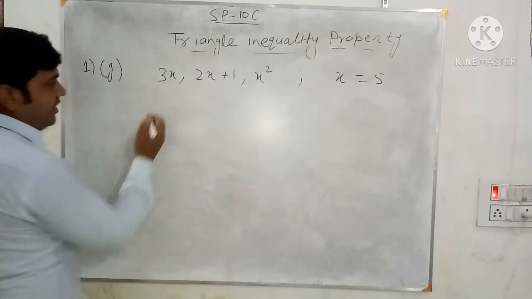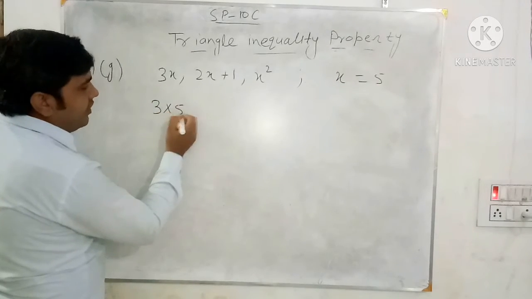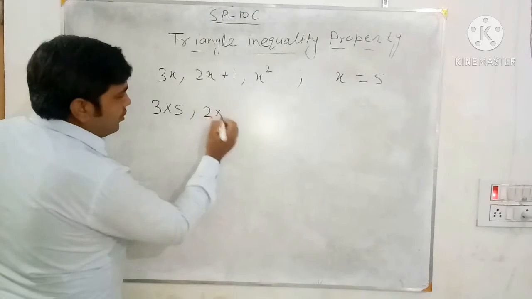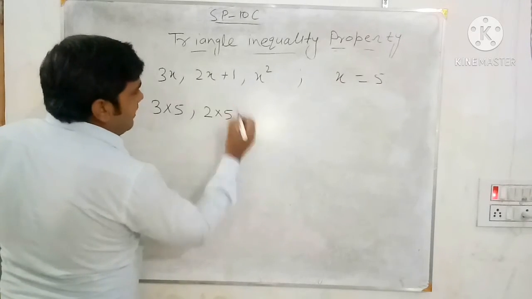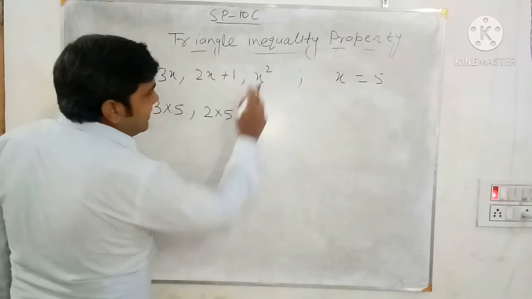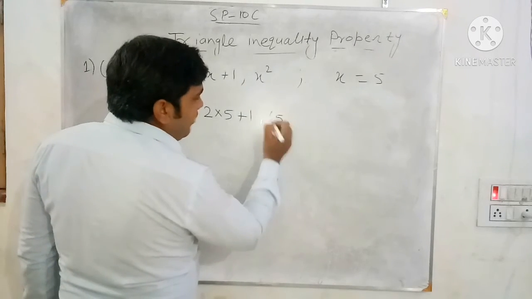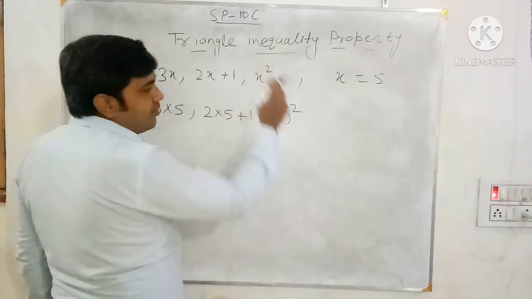So what is the value of 3x? 3x means 3 into x. The x value is 5, so 3 into 5. Again, 2x means 2 multiplied by x, so 2 into the value of x, which is 5, plus 1. Next, x square. X square means 5 square, the square of 5. In the place of x I have put the value 5.